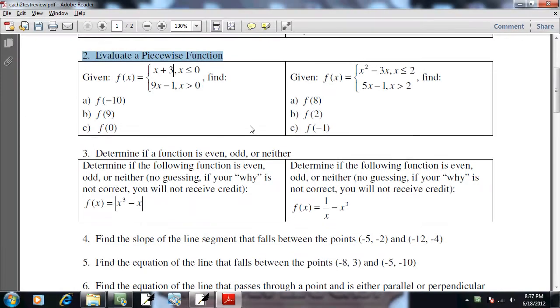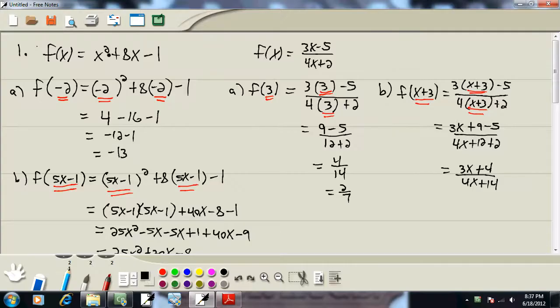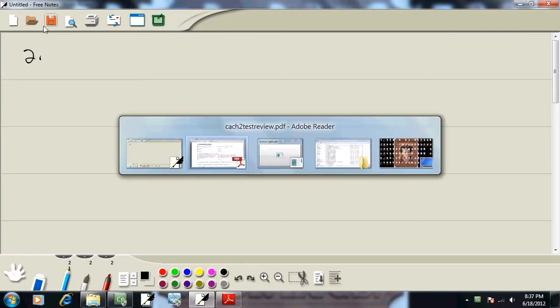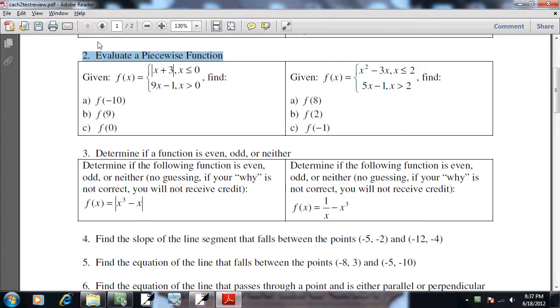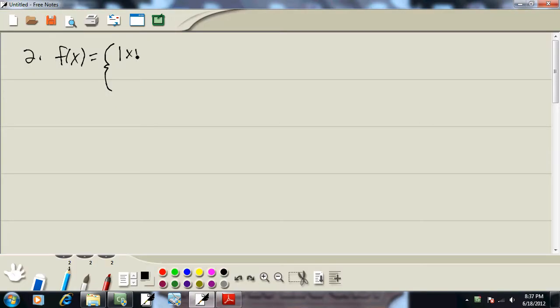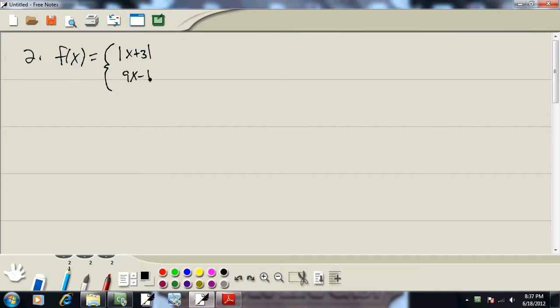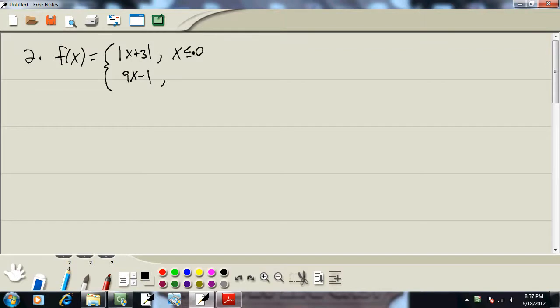Let's take a look at evaluating a piecewise function. Let's see, we've got f of x equals the absolute value of x plus 3, and 9x minus 1. The first piece is when x is less than or equal to 0, and the second one is when x is greater than 0.